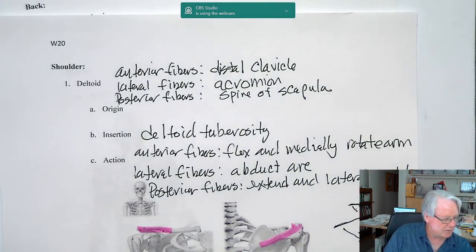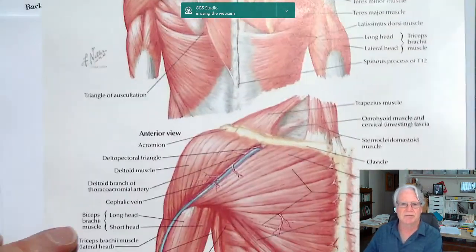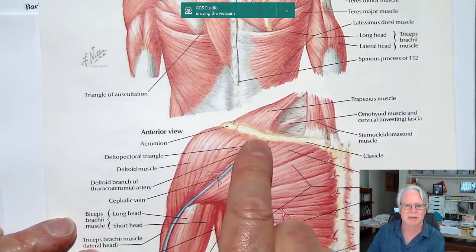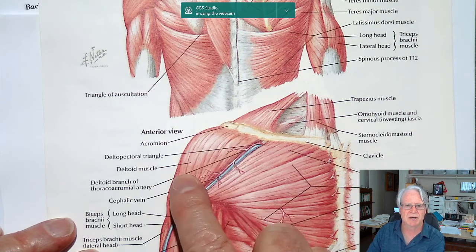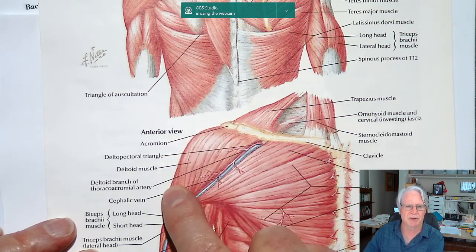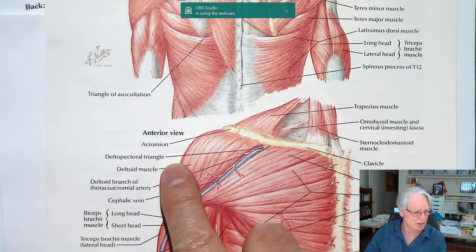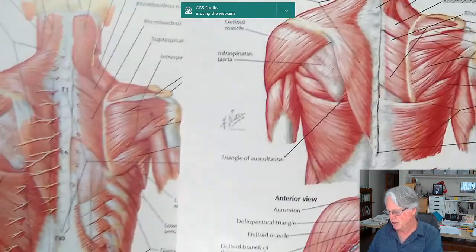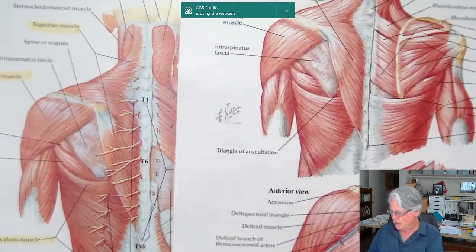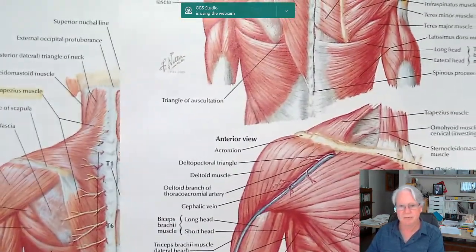Let's see if I have another posterior view. I do. So here is my anterior view. So here's my anterior fibers, and then my lateral fibers are literally on the side here. So I get this really very diverse origin. You can compare them. So there we go.